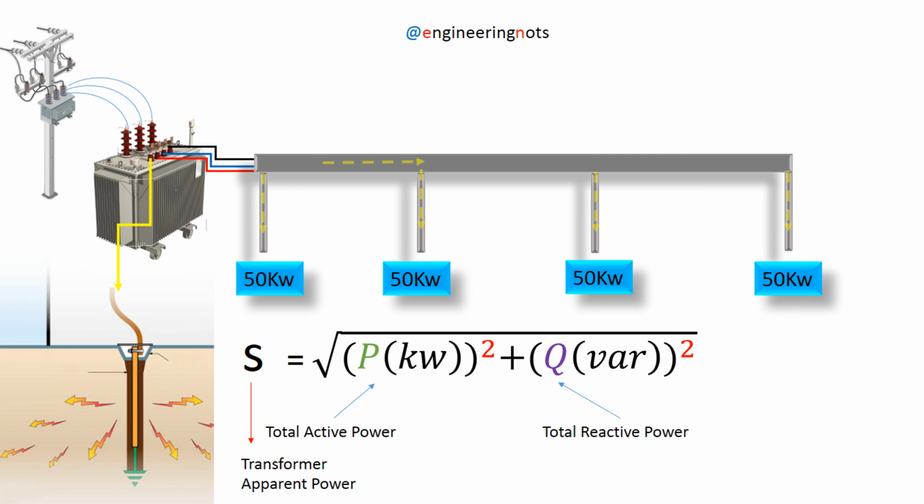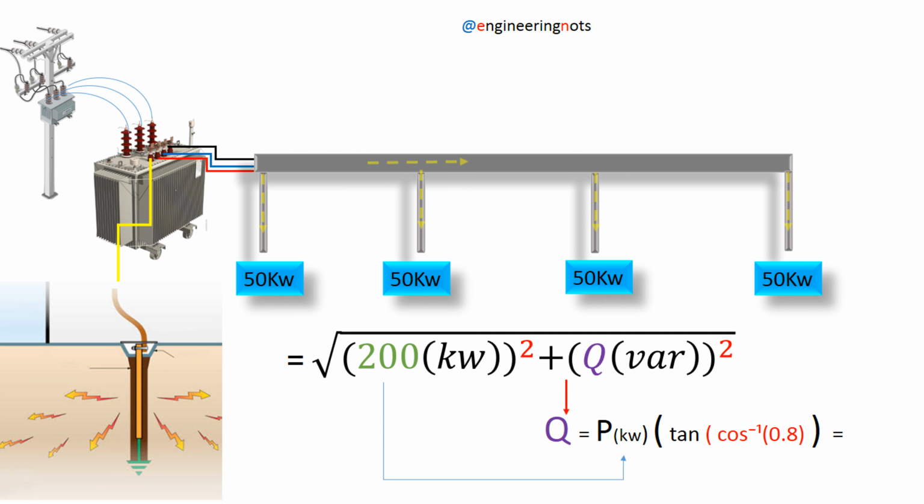To calculate the transformer's apparent power, we'll use the formula shown on the screen. The apparent power is equal to the square root of the active power squared, plus the reactive power squared. We already know the total active power. It's simply the combined power of the 4 50 kilowatt motors, which gives us 200 kilowatts. What we don't know yet is the reactive power. So before we can calculate the transformer's apparent power, let's find the reactive power first.